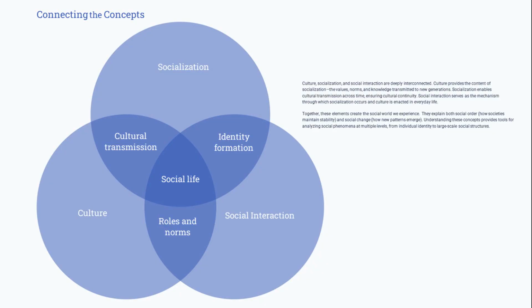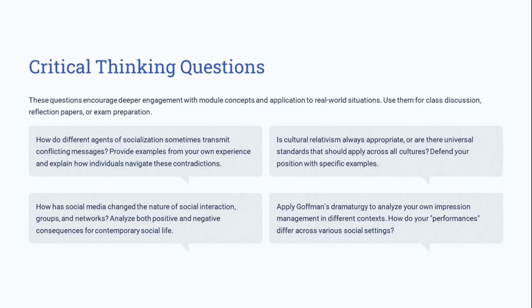Culture, socialization, and social interaction are deeply interconnected. Culture provides the context of socialization, while social interaction facilitates these processes. Socialization establishes cultural transmission across time, giving cultural continuity. Identity formation acts as the mechanism through which socialization occurs and is essential to everyday life. Together, these elements create the social web of experience, helping us both locate and order how societies maintain stability and change over time. These questions encourage deeper engagement with module concepts and application to real-world situations.